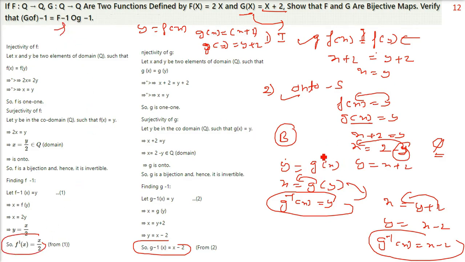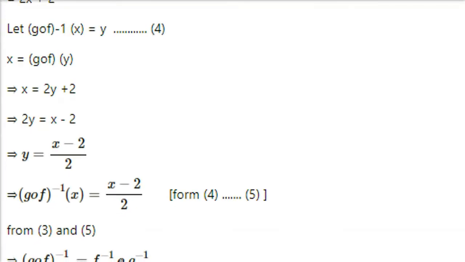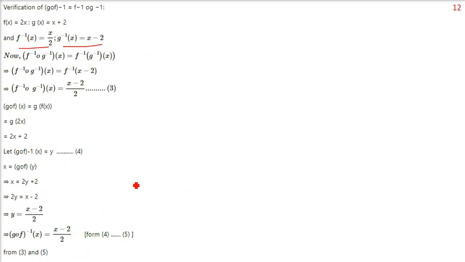Okay, now let us come to the second part. Because (g o f) inverse x, we have to verify it as equal to f inverse operation g inverse. So f inverse x we have already found out, g inverse x we have already found out. So how to do this? See, there is a different way I'm going to show it. So f inverse operation g inverse we are taking. Don't worry about g inverse or f inverse, they are just functions. So they will be dealt in the same way.